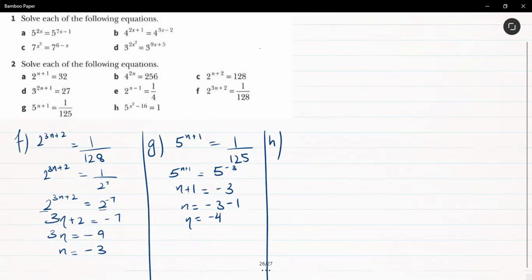For part H, which is the last part, 5 to the power x squared minus 16 is equal to 1. Now, this one is quite interesting because you should know the rules for it. Anything to the power 0 is equal to 1. So if I say a to the power 0, it's 1. That's one of the rules for indices.